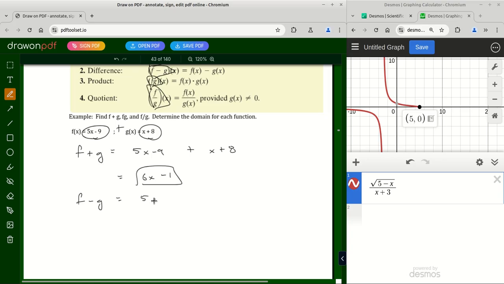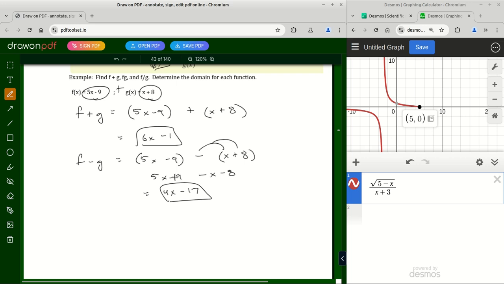F minus g. So I got this thing minus this thing right here. I have to use parentheses here because that minus sign will distribute. Here, plus sign don't matter. Here it does. 5x minus 9 minus x minus the 8. Combine like terms, we've got a 4x minus 17. You will get it wrong if you don't use the parentheses. So I suggest starting right now.